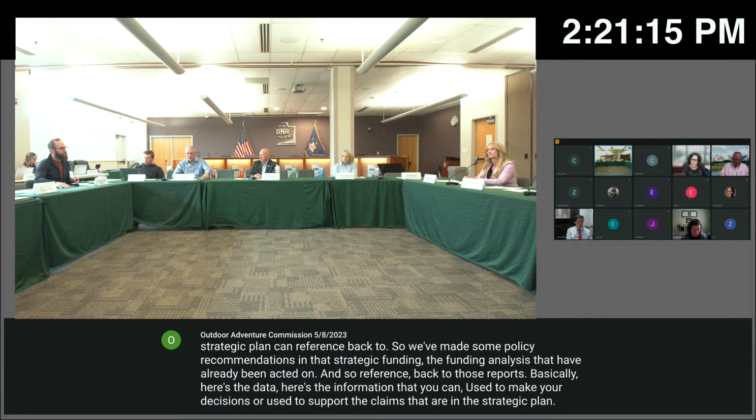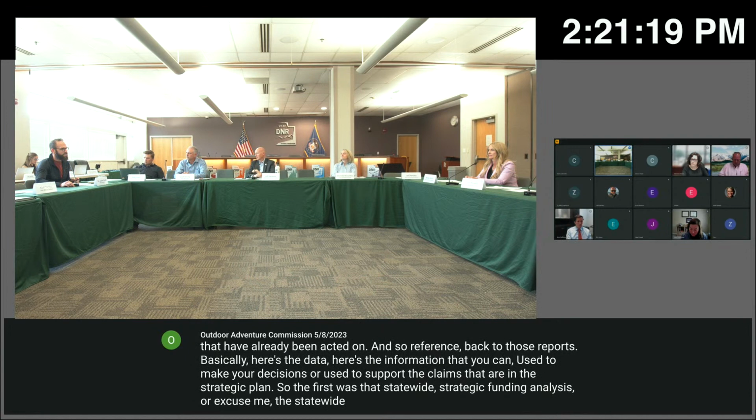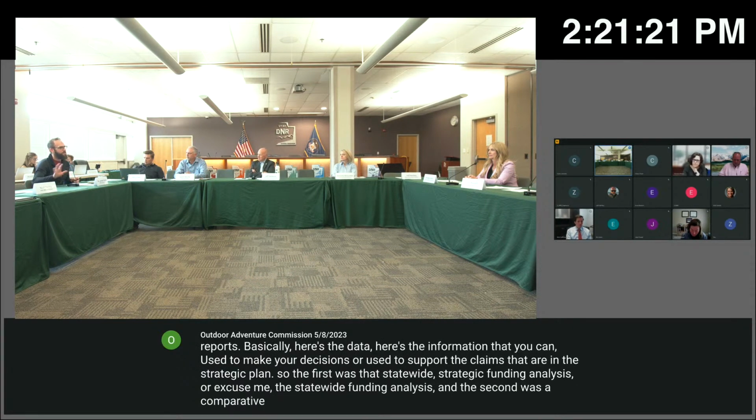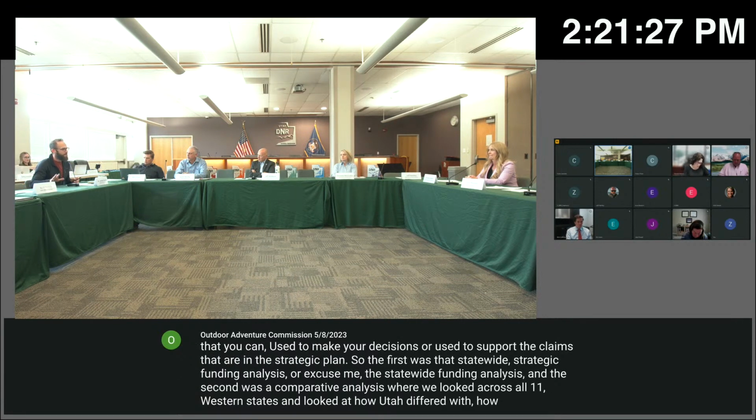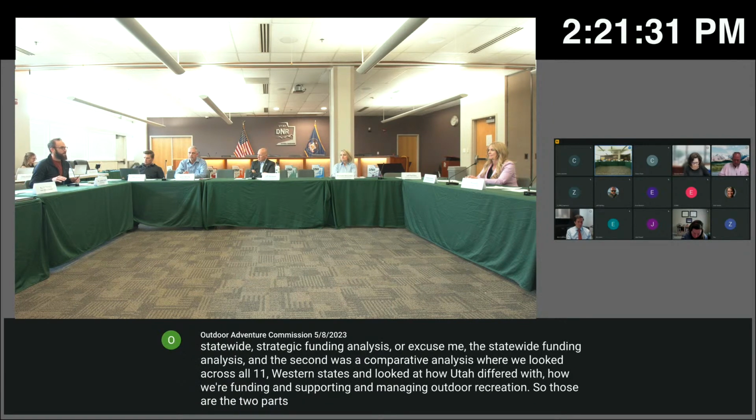So the first was that statewide funding analysis, and the second was a comparative analysis where we looked across all 11 Western states and looked at how Utah differed with how we're funding and supporting and managing outdoor recreation. So those are the two parts of the strategic planning work that we've completed so far.